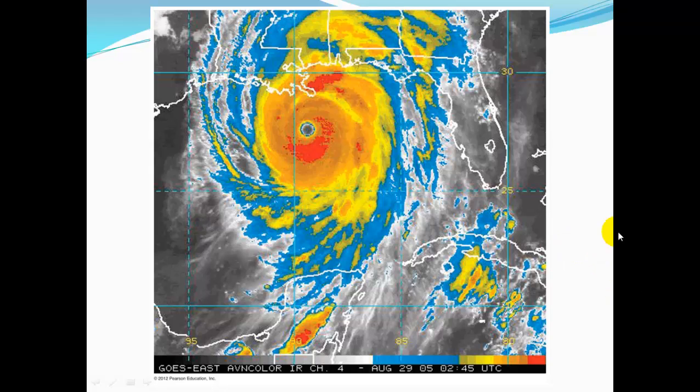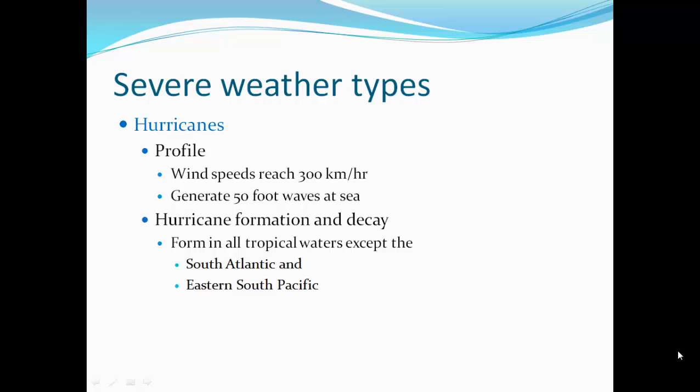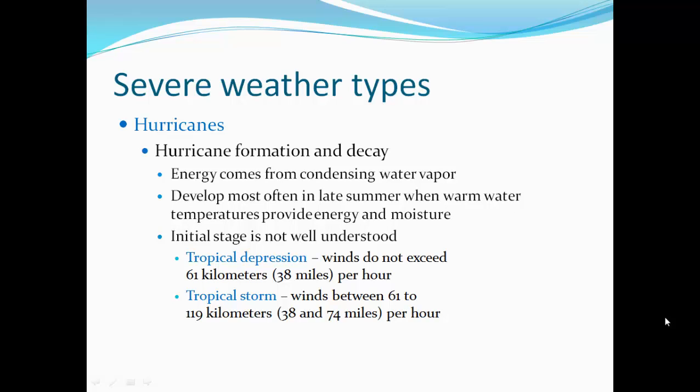Here's another picture of another large hurricane. This hurricane is larger than Florida, and these hurricanes are really large storms. Wind speeds can reach up to 300 kilometers per hour and generate up to 50-foot waves at sea. Hurricanes form in all tropical waters except the South Atlantic and eastern South Pacific. Energy comes from condensing water vapor, and they develop most often in late summer when warm water temperatures provide energy and moisture.